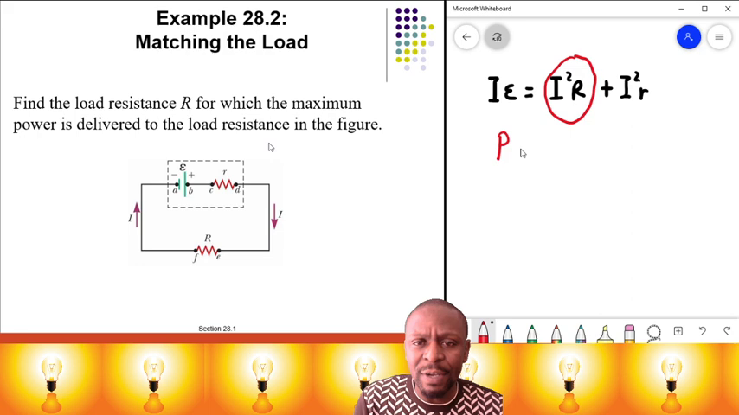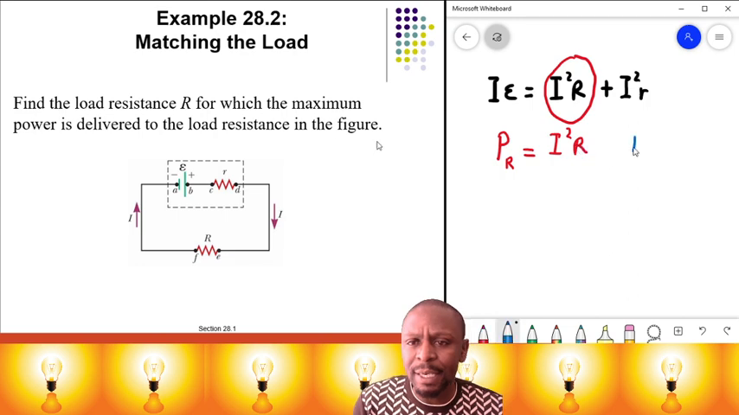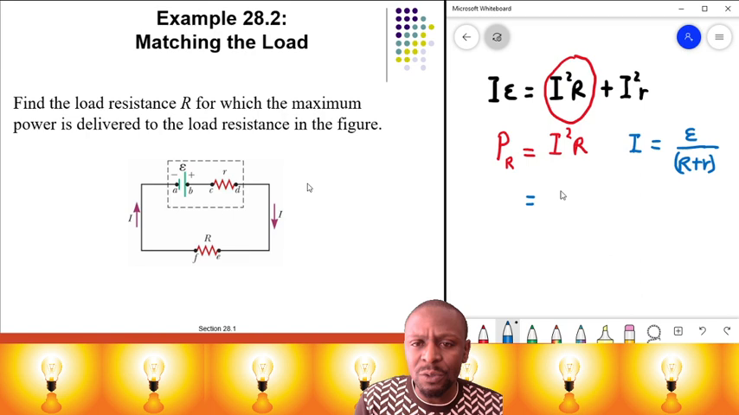The power to the load, P_R, is nothing else but I squared times R. But we know what the current is. The current from the previous is just EMF over R plus small r. That's your current. Now in this equation, you are just going to plug the current there. The power is going to be E squared times R divided by R plus r, all squared. And now that is the total power to the load.